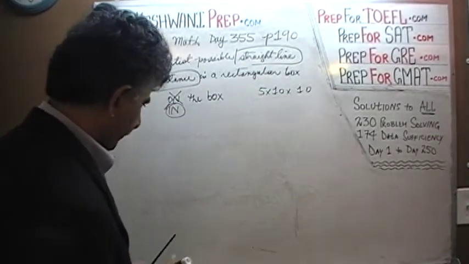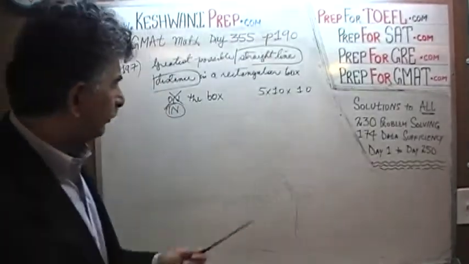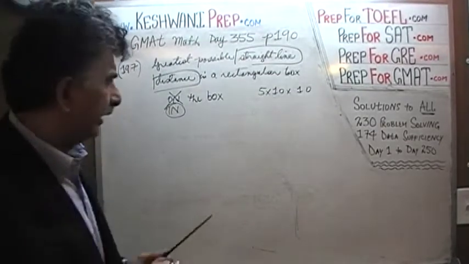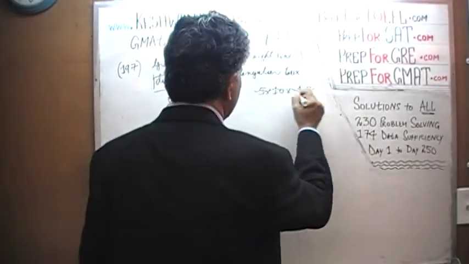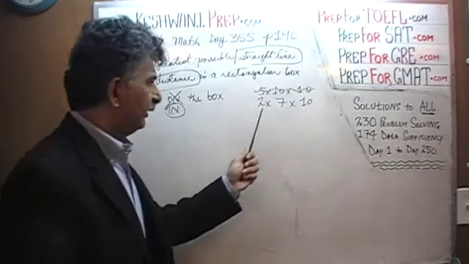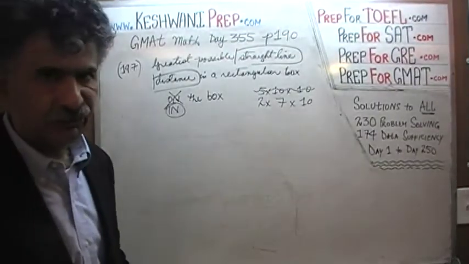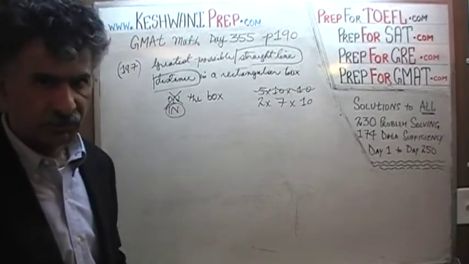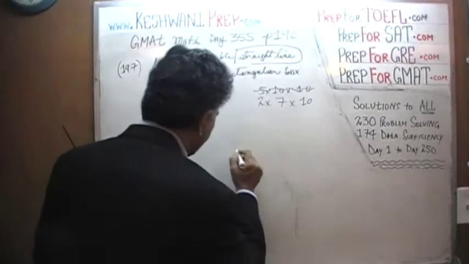Tell you what, I have a better idea actually. Instead of doing this problem here, 5 by 10 by 10, let's do a different one for a second. Let's do 5 by 7 by 10. And once we have done that one, once we get some practice, we'll go back and do the original problem. So here, we're going to draw our rectangular box.